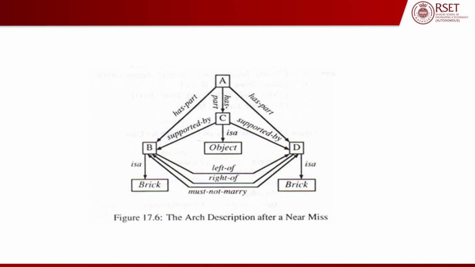So in short, this diagram shows how AI refines the concept of an arc after observing a near miss example. A near miss is a structure that closely resembles an arc but fails due to some missing constraint. For example, after analyzing this, AI identifies essential relationships such as support and positioning, improving its understanding of each arc concept.